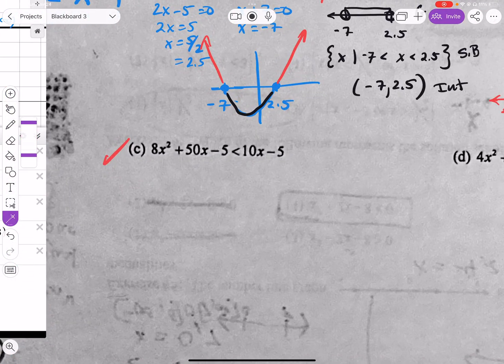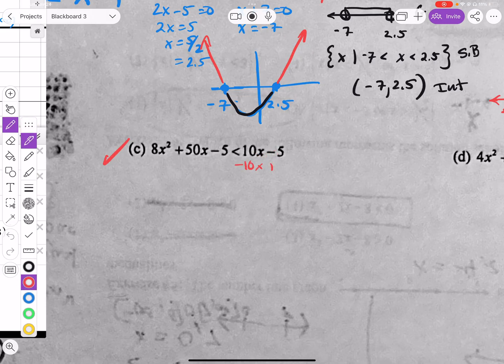All right, so I got myself a quadratic here. I want 0 on this side, and so I'm going to subtract 10x and add 5. You can do these two steps at once. Beautiful. x squared plus 40x. The 5's add up to 0. That cancels out.